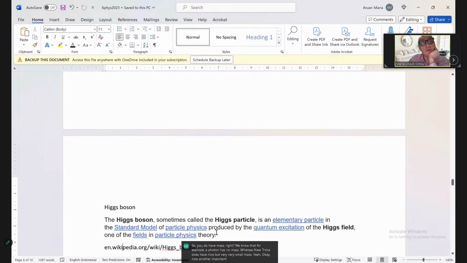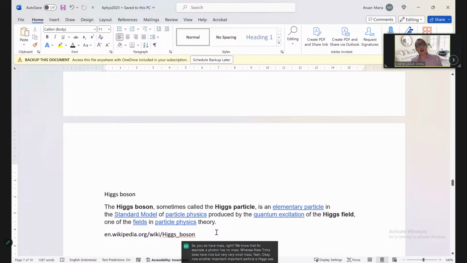Okay. Now another important particle is the Higgs boson. I remember 2012, when there was a revolution when the Higgs boson was discovered. It is very important in the standard model, and the Higgs boson can be seen as something which gives particles mass.